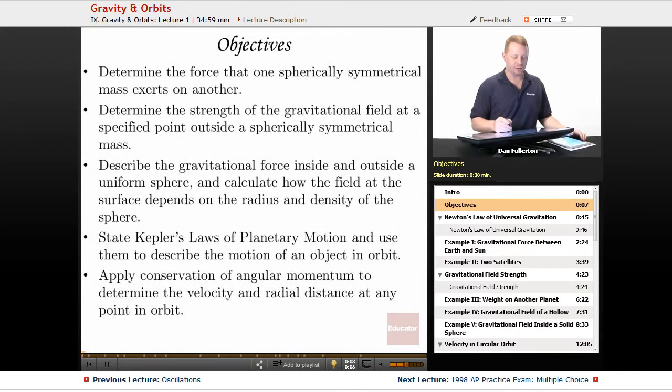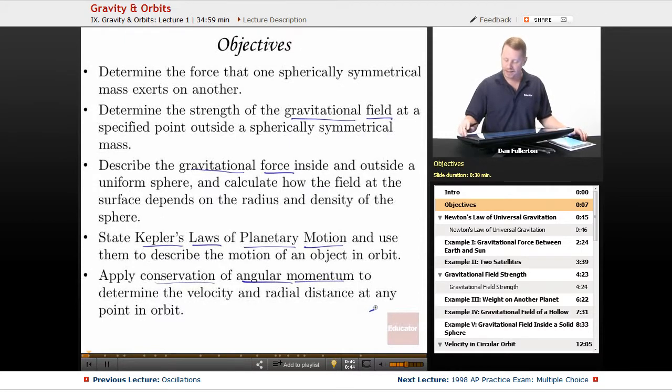So, our objectives include determining the force that one spherically symmetric mass exerts upon another, determining the strength of the gravitational field at a specified point outside a spherically symmetric mass, describing the gravitational force inside and outside a uniform sphere, and calculating how the field at the surface depends upon the radius and the density of the sphere, stating Kepler's laws of planetary motion and using them to describe the motion of an object in orbit, and finally applying conservation of angular momentum to determine the velocity and radial distance at any point in that object's orbit.